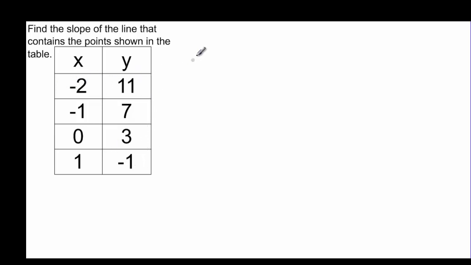Well, I'm going to let this one be x1, and I'm going to let this one be x2. We'll take the first two points. And since this one corresponds with x1, it'll be y1. And this one will be y2. So, again, it's y2 minus y1 over x2 minus x1.